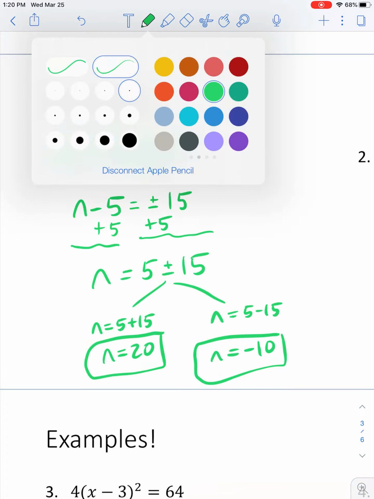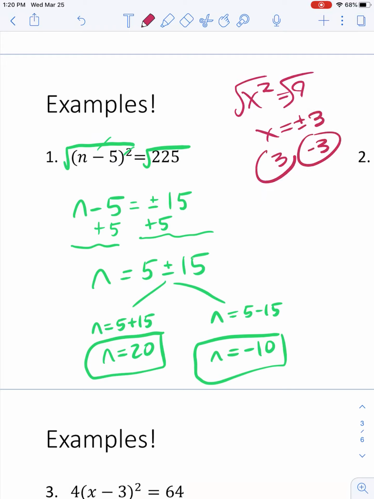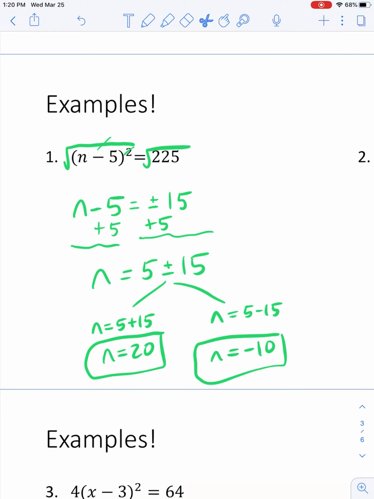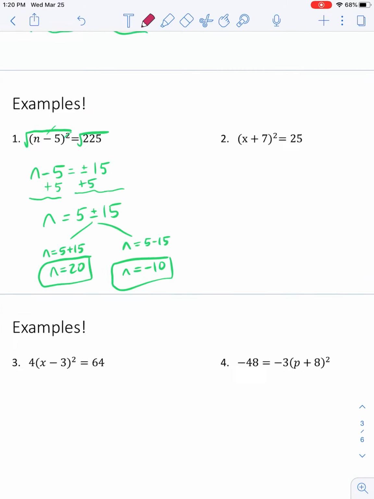Just like when we had the problem yesterday of something like x squared equaled 9, and we square rooted both sides, and we got x equals plus or minus 3, that meant there were two solutions. 3 and negative 3 were both answers. Well, today, we might have two answers. They just aren't the same number. So 20 and negative 10 are our two solutions for this problem.